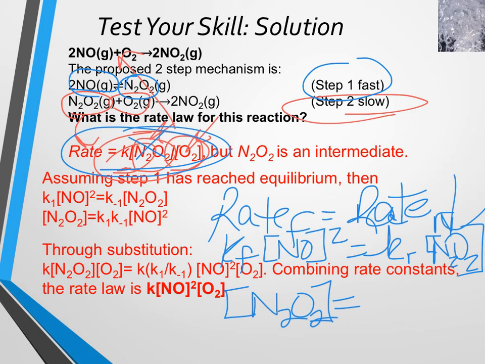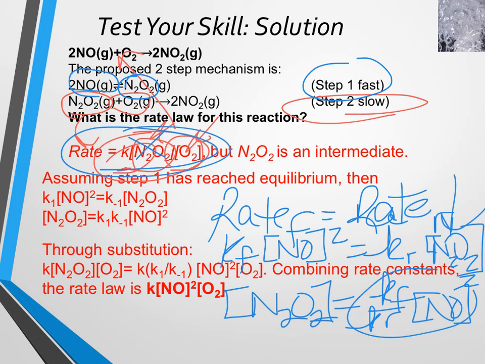So N2O2 would be Kf over Kr times nitrogen monoxide squared. So this whole expression gets plugged in for N2O2, and when you shake everything out, cross out what's the same, here is the rate law.